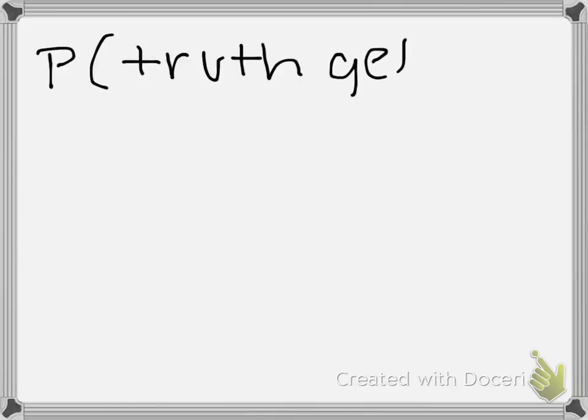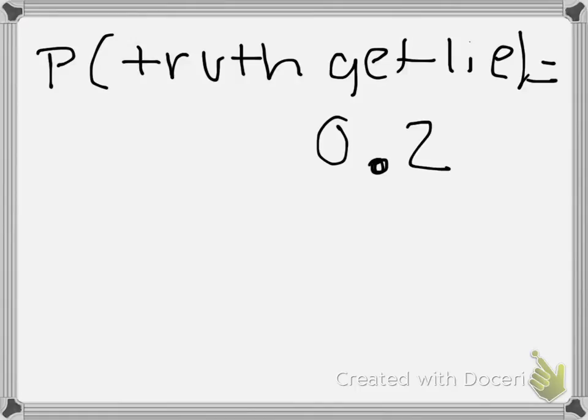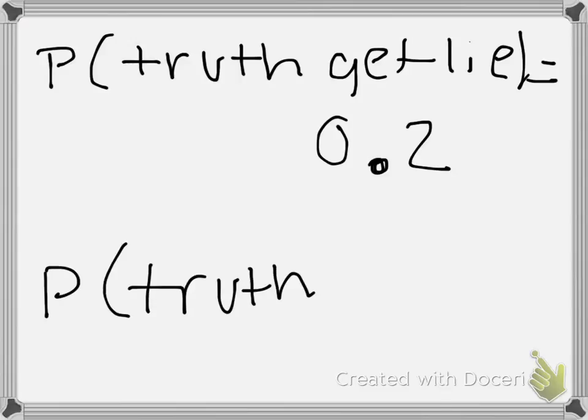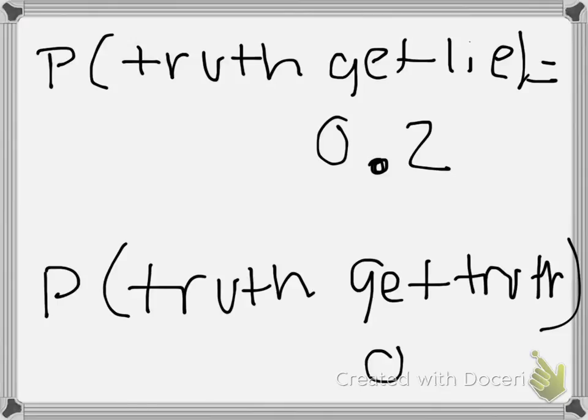You write down the probability of someone telling the truth but they get a lie reading is equal to 0.2. What does that mean then about the people who tell the truth but get a truth reading? That's 0.8.